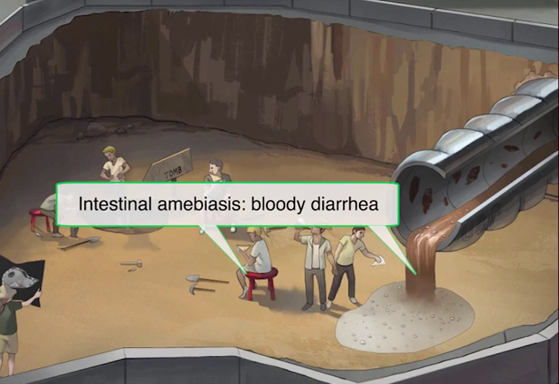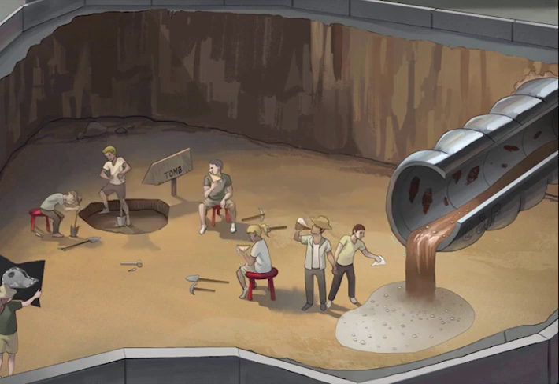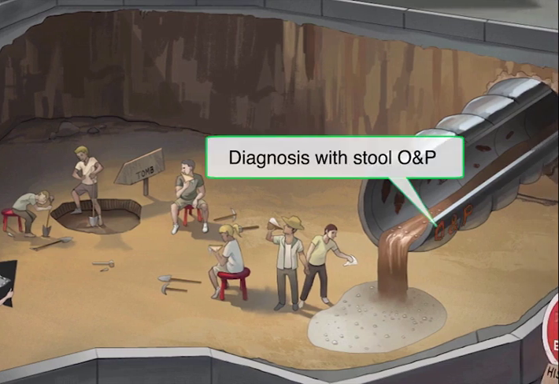There are a few ways we can diagnose an infection with Entamoeba. One way, of course, is to just go straight where the money is and get a stool O&P to look for cysts or trophozoites, as illustrated here with an O&P on the side of the pipe.